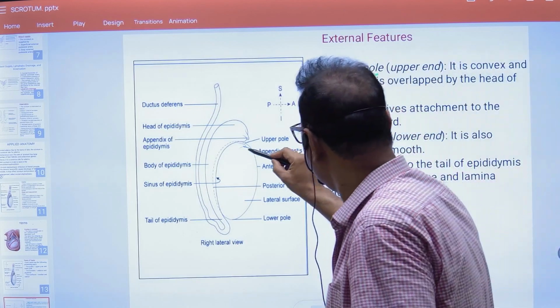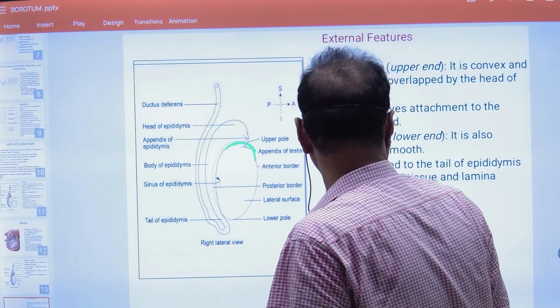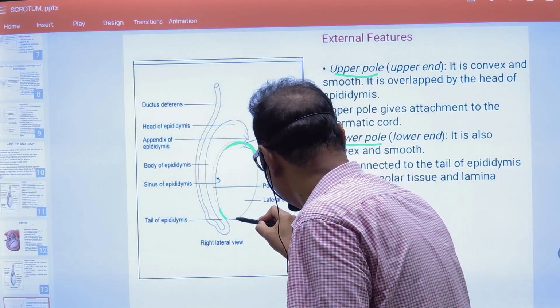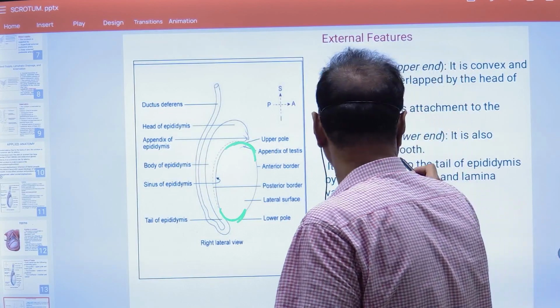You can see over here, the upper pole is convex. And the lower pole is also convex. Upper pole is convex and the lower pole is convex and is smooth also.